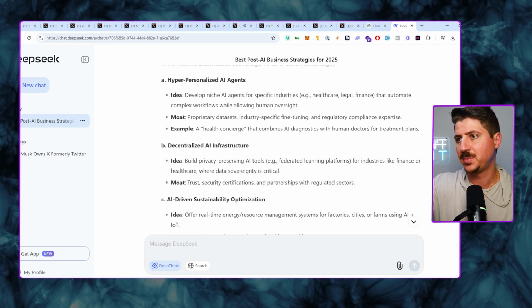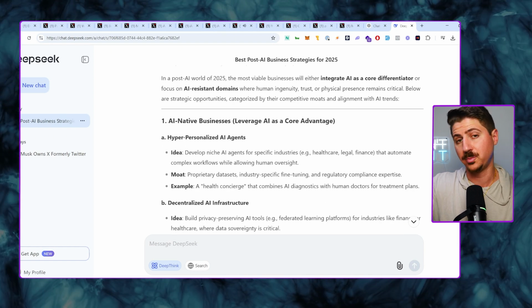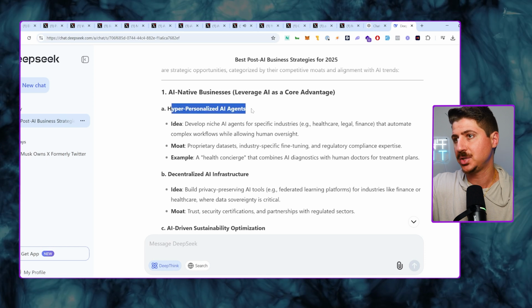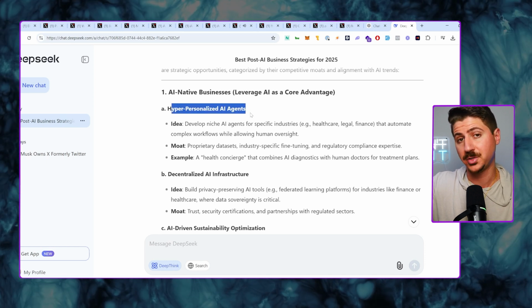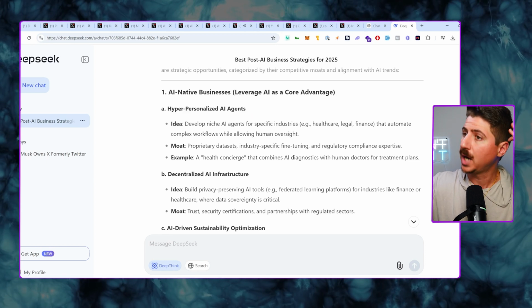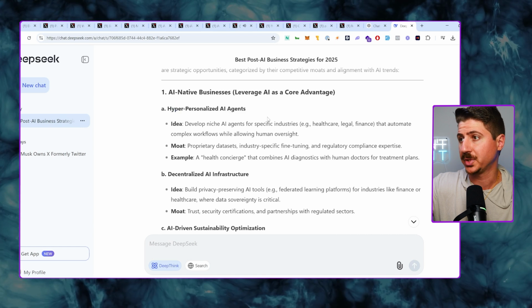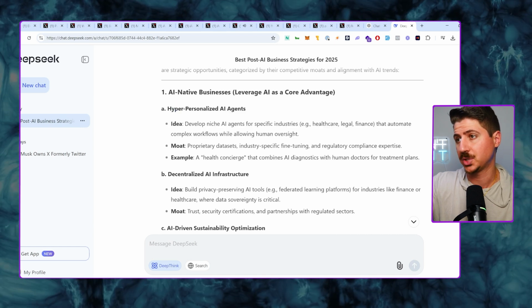So it gave us AI native businesses, businesses that are going to embrace AI, hyper-personalized AI agents. These are actually a lot different than what ChatGPT did for us, right? Hyper-personalized AI agents, I thought this was really, really good. This is actually great. I mean, you can do so much with AI agents right now.